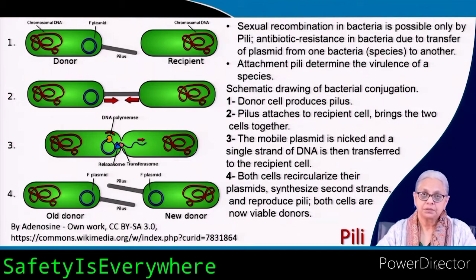However, under certain conditions, it has been observed that the bacteria will create an organelle called a pilus, and this pilus is going to attach itself to a recipient cell.